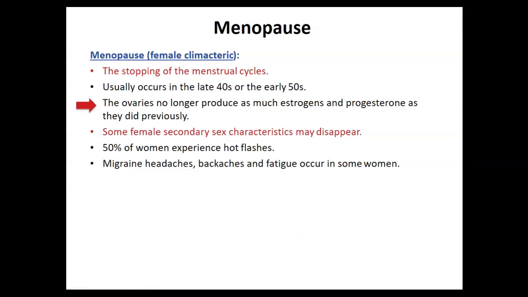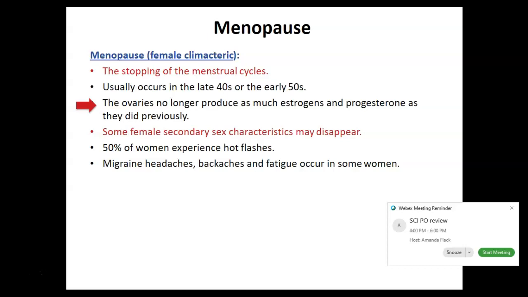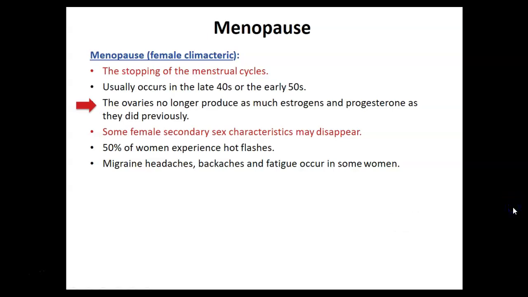All right, so I mentioned before that menopause is the cessation or the stoppage of the menstrual cycle. It can occur as early as a woman's late 40s, and it can continue until a woman's in her late 50s, but that's not typical. The typical age is when a woman is in her early 50s. The ovaries are not going to produce as much estrogen and progesterone as they once did. So they really start to decline in what they can produce.